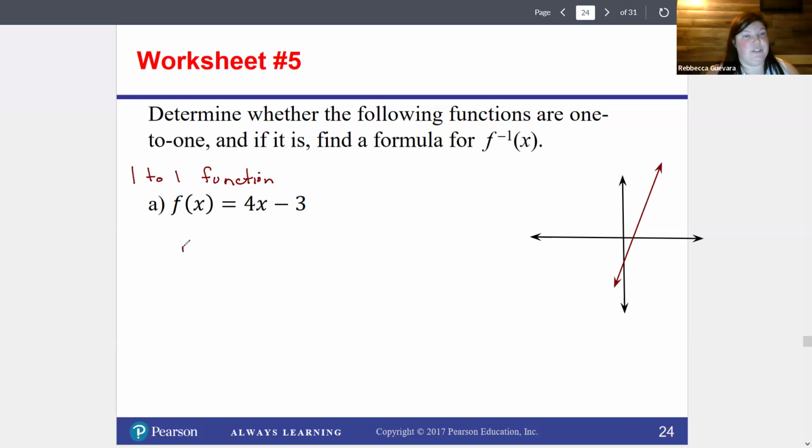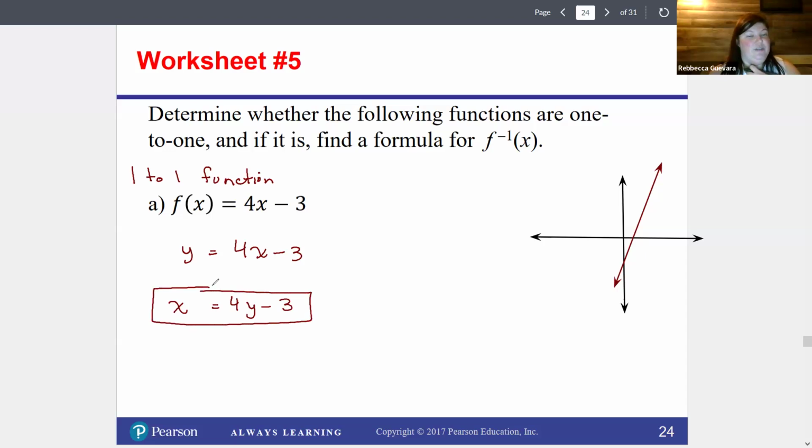So like we said, first step is we replace our function notation with a y. Then we switch our x's with our y's. And as I said, technically right here is when I have my inverse function. We're going to keep going with it and solve for y.